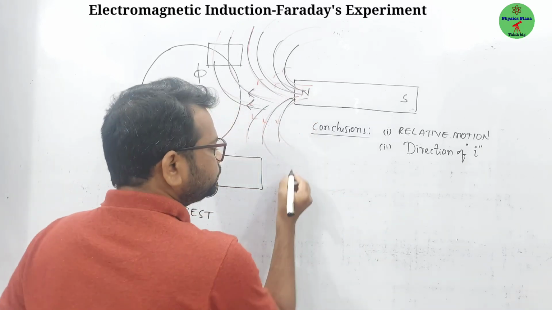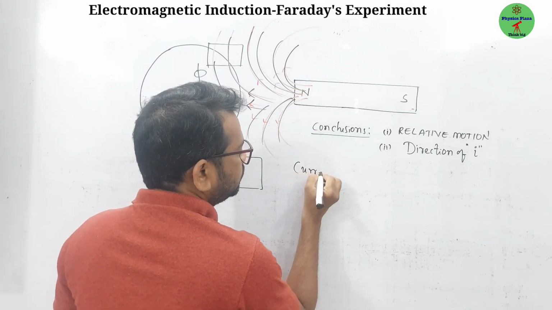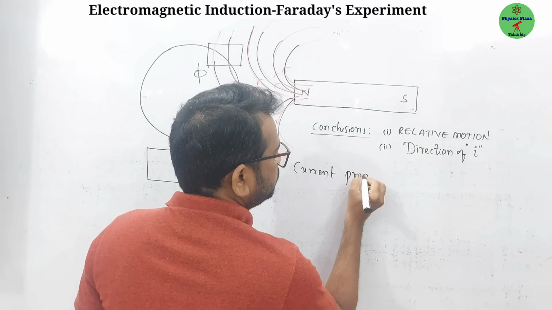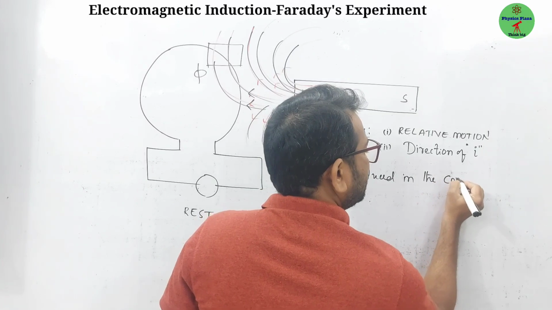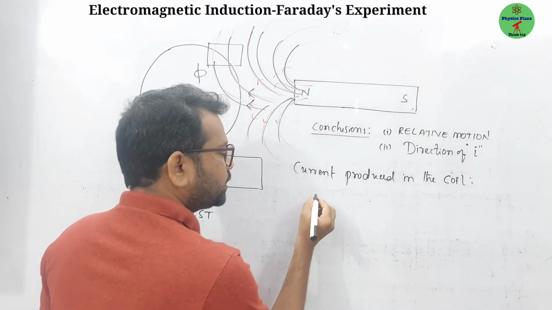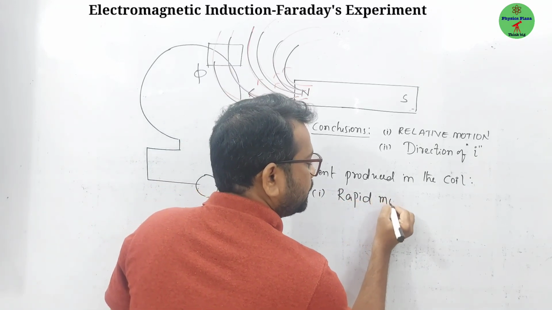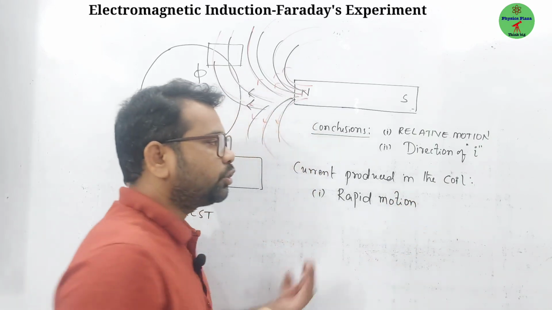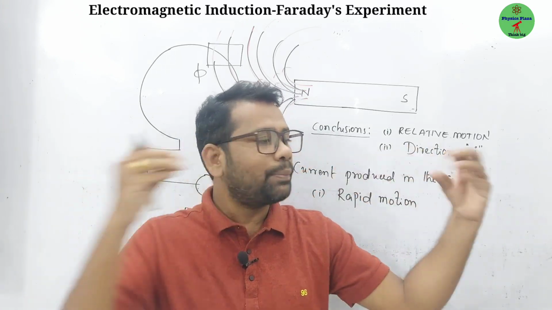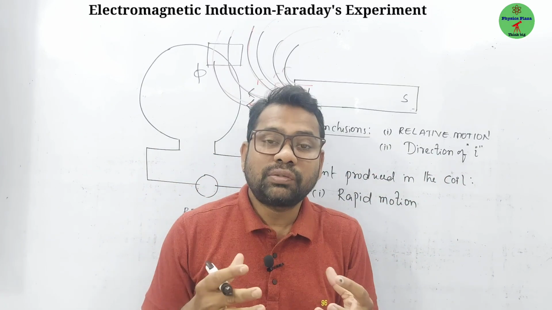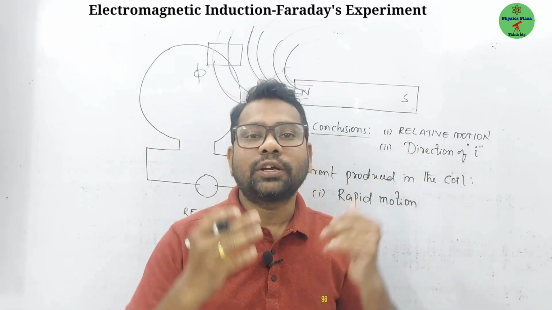Okay, fine. And now here, the magnitude of the current produced in the coil, children, depends mainly on four factors. First one is what? It depends on rapid motion. Either you can move the bar magnet towards the coil or the coil towards the bar magnet. If the motion is increased, then obviously what will happen? The flux linked with the coil also increases, which causes more current in the coil.